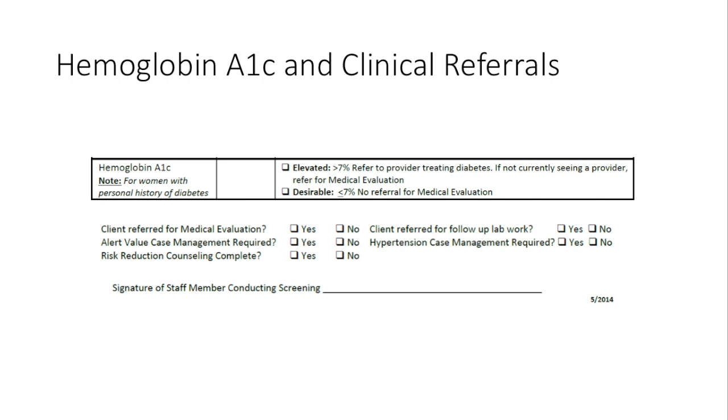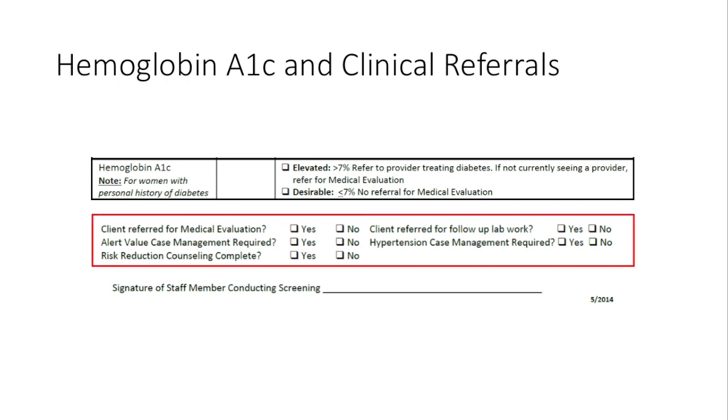And then you can write that in there, and if her reading is below 7%, you don't need to do anything, but if it's above 7%, then you want to send her back to whoever's treating her diabetes to talk about glucose control. If she's not seeing anybody, then go ahead and refer her for a medical evaluation, because we need to talk to her about getting the glucose under control.